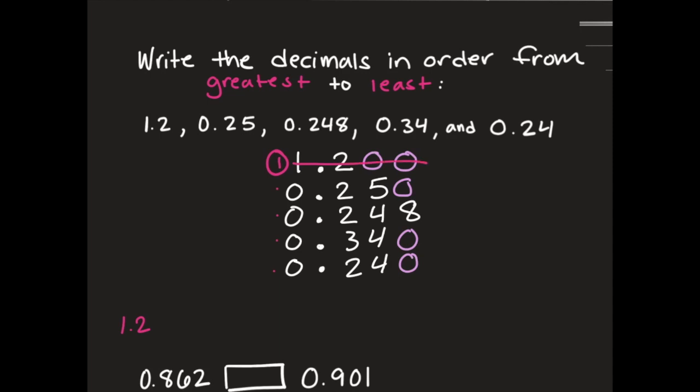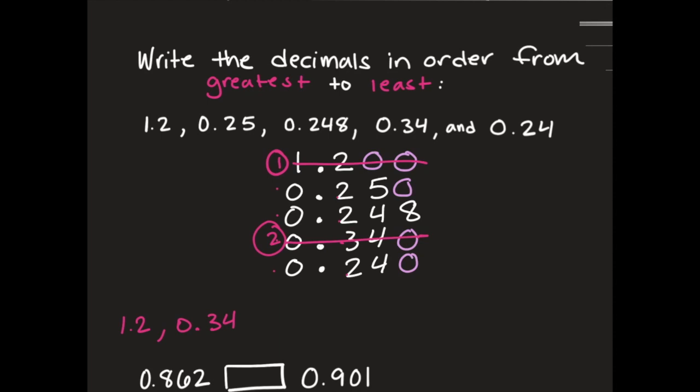The next thing I do is go over to my next column, which is my tenths. And I'm going to look, okay, I've got a 2, a 2, a 3, and a 2. Which one is the biggest? And that's going to stand out because this 3 is bigger. So that is my second largest number. So I'm going to put 0 and 34 hundredths. That is my second largest. I'm going to cross it out.